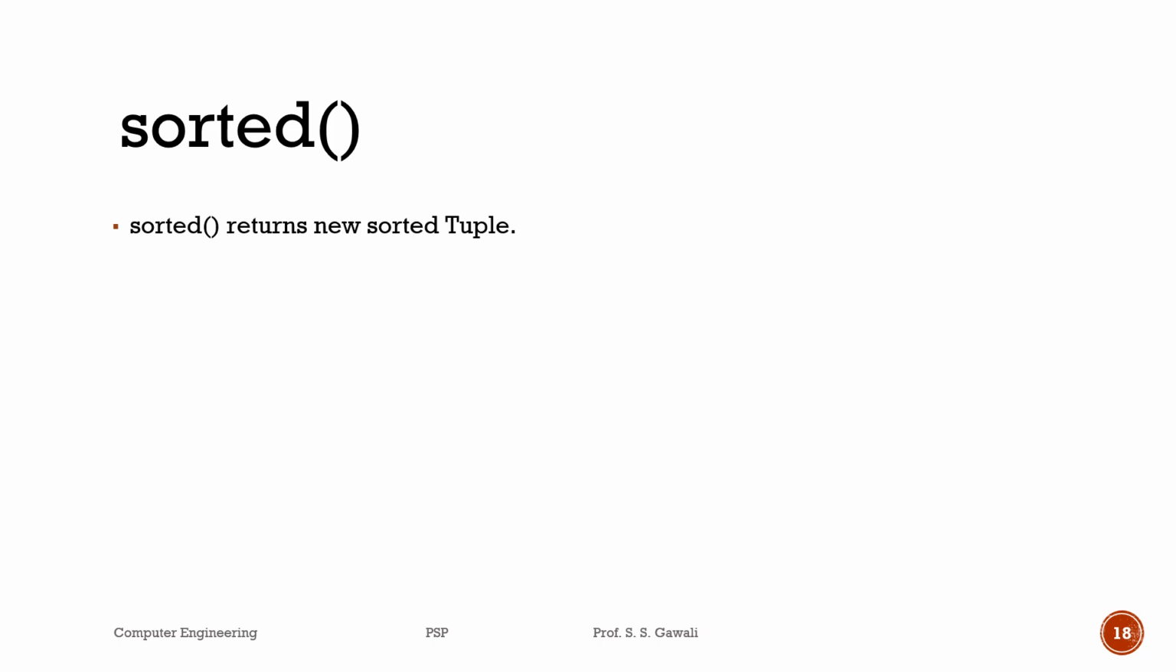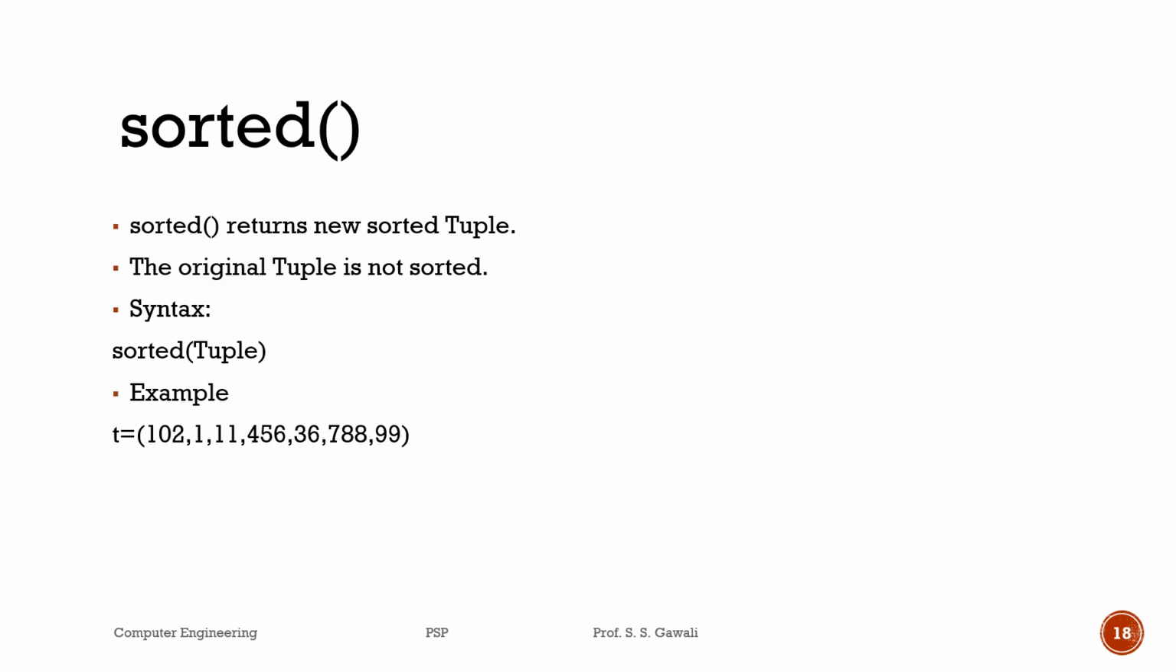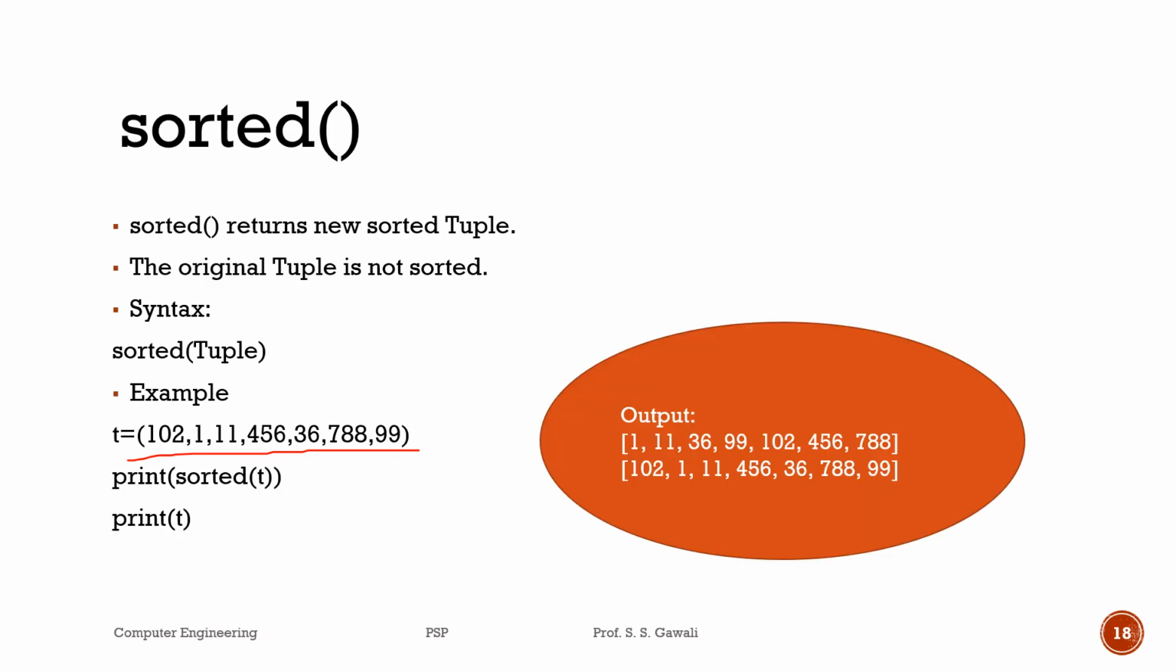Sorted. Sorted is used to sort the tuple in ascending order. The original tuple is not going to be sorted because we cannot update tuple content at any cost. Sorted and tuple. So I have this list, not list, it's a tuple. So t is equal to 1021, 11, 4, 5, 6, 36, 7, 8, 8 and 99. So print sorted t is going to sort the tuple in ascending order. So what is the result here? 1, 11, 36, 99, 102, 4, 5, 6 and 7, 8, 8. But it is not going to update your entire tuple. It's going to display that tuple as it is.